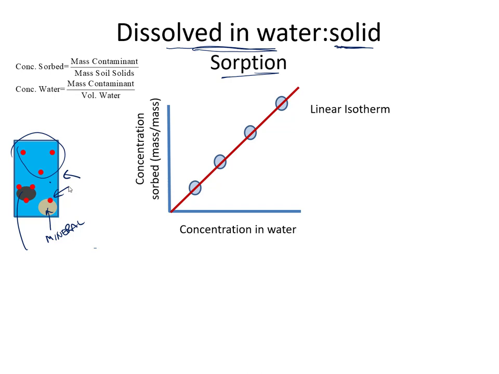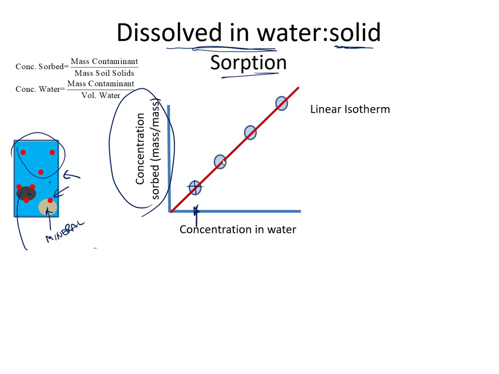So we do an experiment. We start out with a low concentration of compounds dissolved in water. We add some solid phase. We then measure the concentration that's sorbed to the solid, and we plot it up. So here's our concentration in the water that we start with. We measure the concentration that's sorbed onto the solids, and we plot that point there.